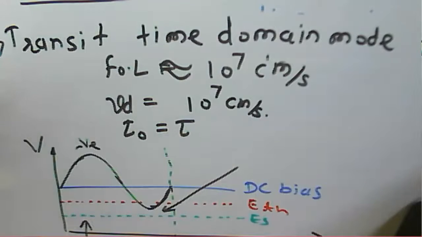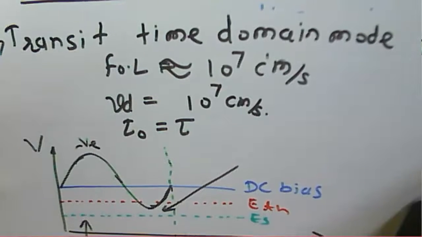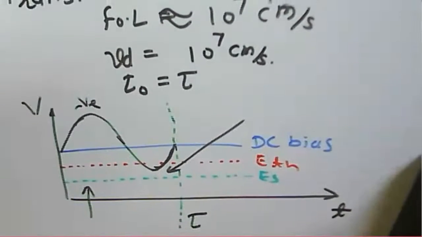domain mode here, and these are the possible Gunn oscillation modes. Three possible modes are there for the Gunn oscillation mode. One is the transit time domain mode. Second is the delayed domain mode, and the third is the quenched domain mode.